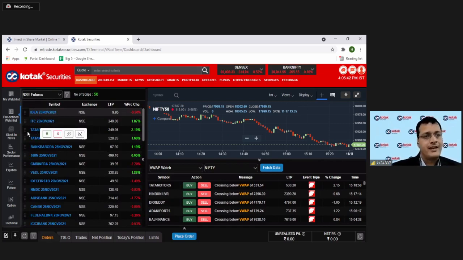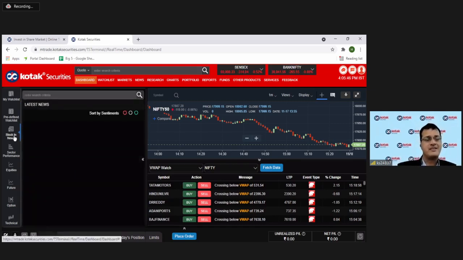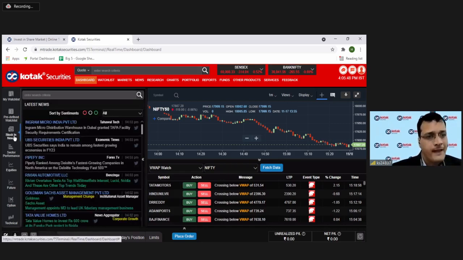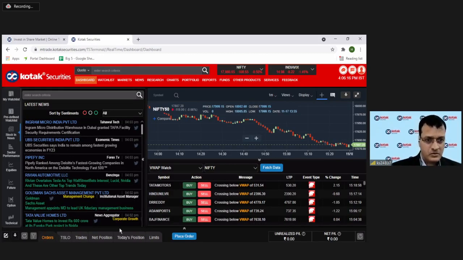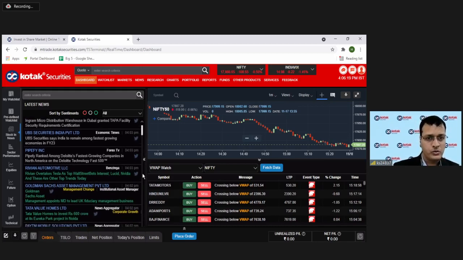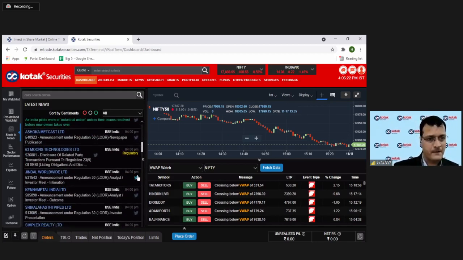The next option is stocks in news. This is a beautiful feature which we have launched. Whatever news is there on a particular stock will reflect over here. Today, for example, you will see UBS Securities Limited saying that India will remain among the fastest growing economies, and once you click on this, it will open up. So you have all the news pertaining to stock markets.